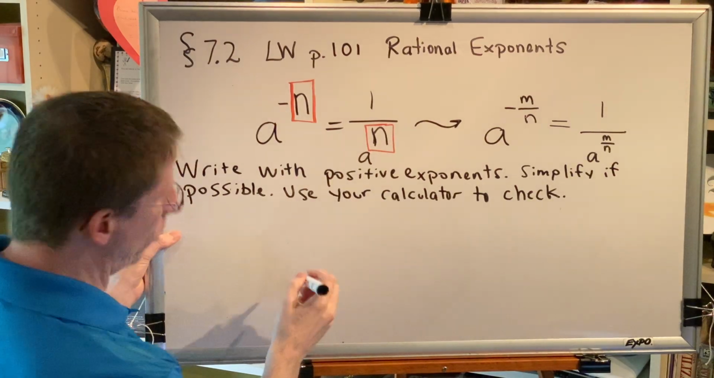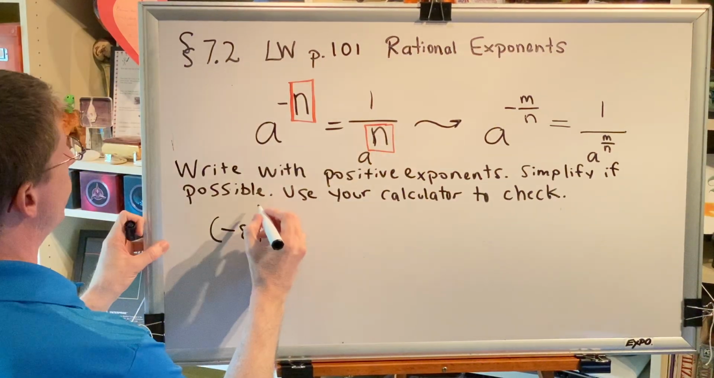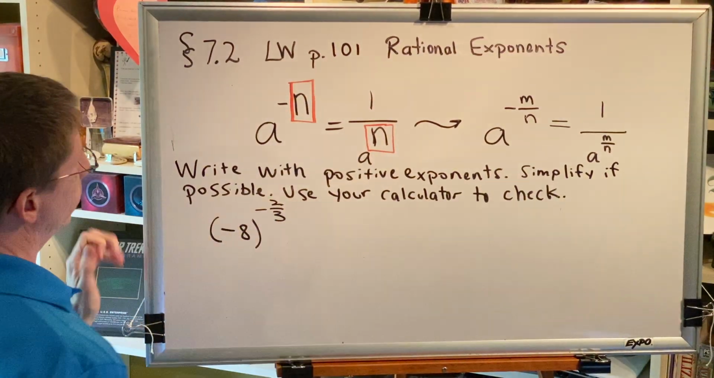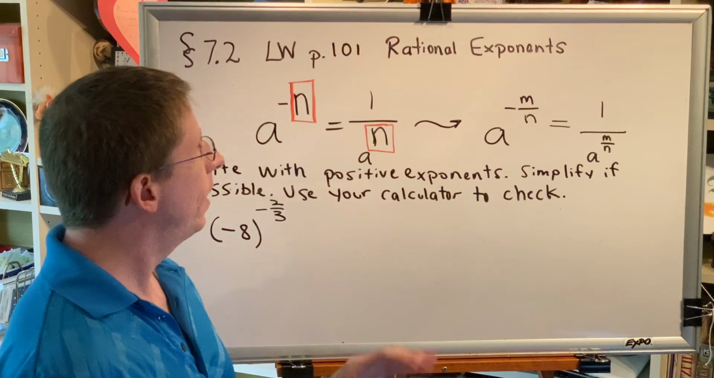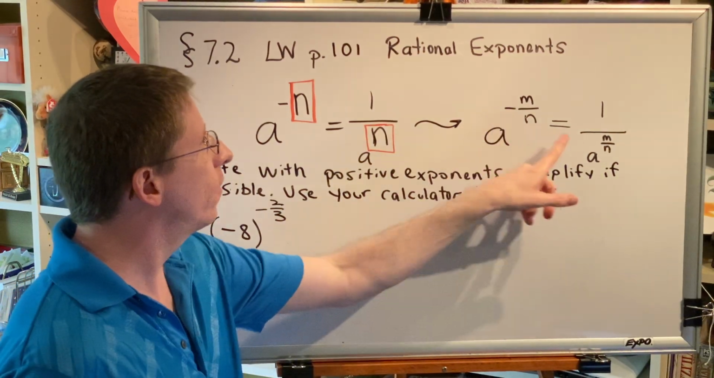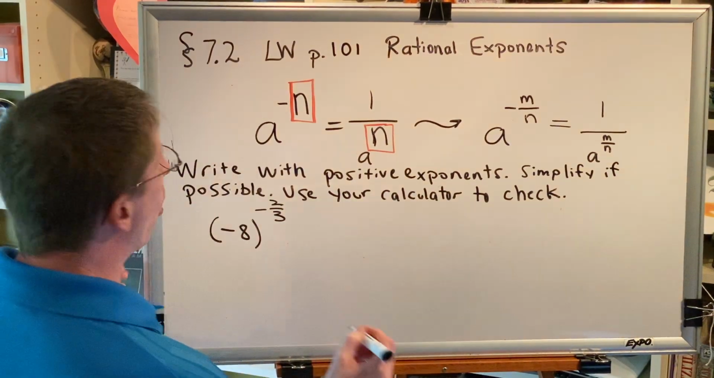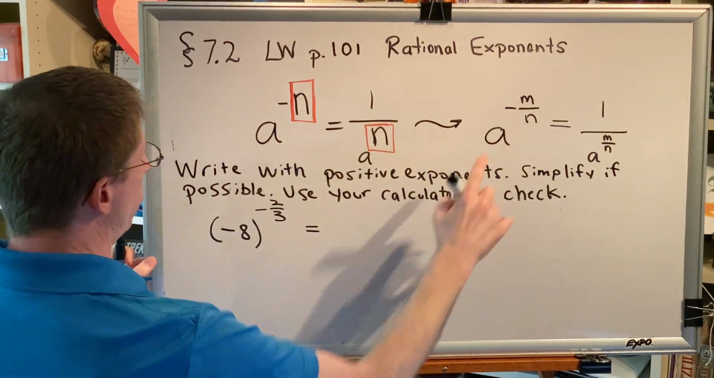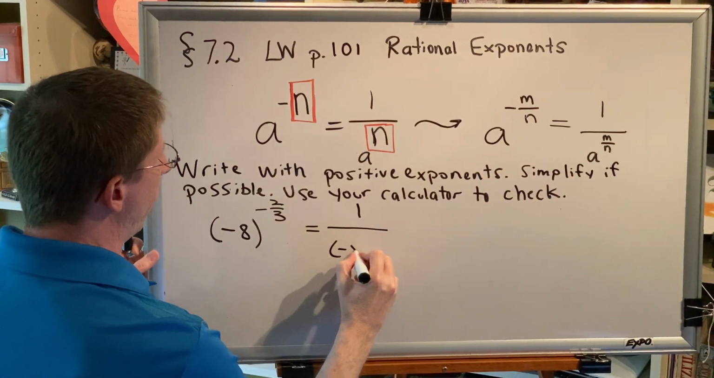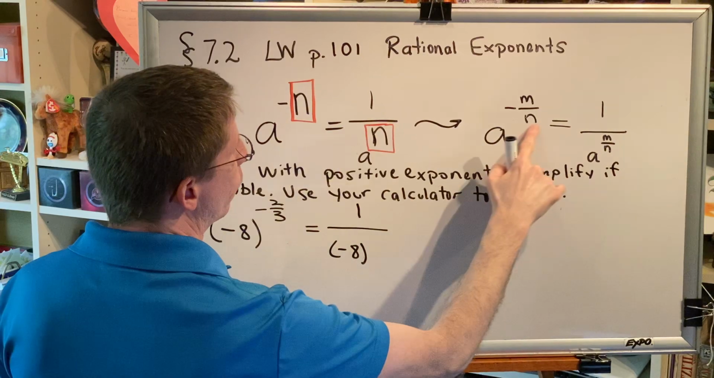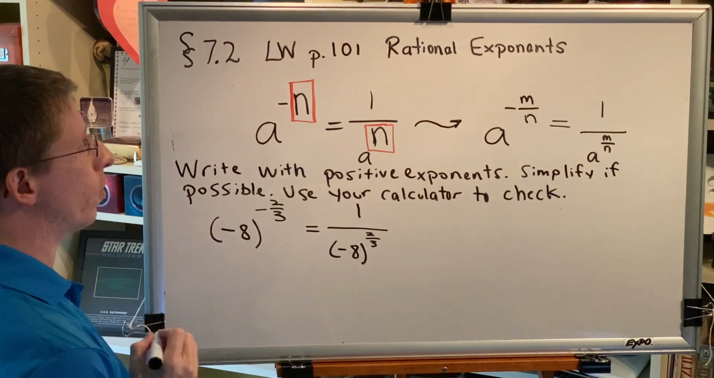Okay, here's what we are given in this problem. The base is negative 8 in parentheses, and it's being raised to the exponent negative 2/3. So the first thing we notice about this problem is the exponent is negative, and this rule allows us to get rid of the negative in the exponent. Not the negative in the base, however. That will still be part of our problem. Okay, let's rewrite. Using this rule, we will rewrite this as 1 over the same base, which is negative 8, raised to the positive version of that same exponent. So instead of negative 2/3, we'll have positive 2/3.